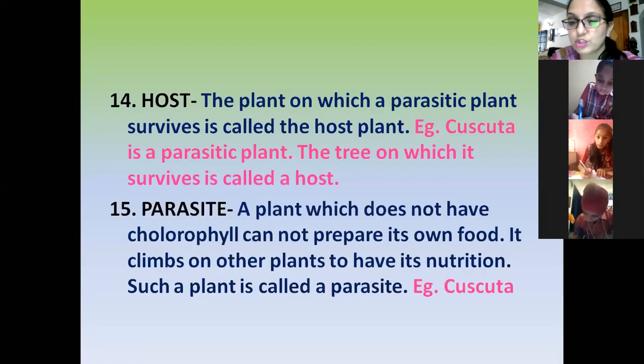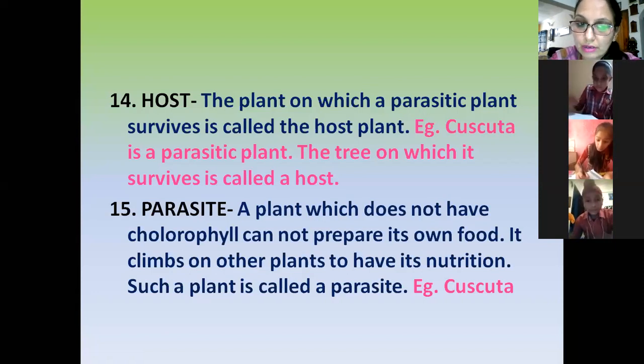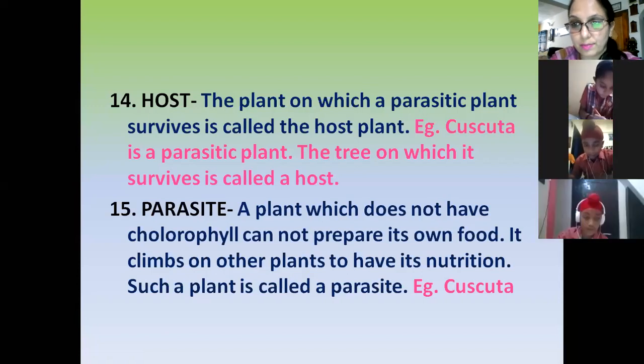And this is the definition of parasite. A plant which does not have chlorophyll cannot prepare its own food. It climbs on other plants to get its nutrition. Such a plant is called a parasite. An example is cuscuta.